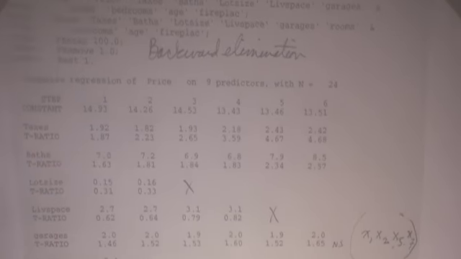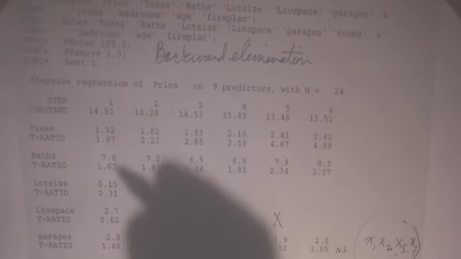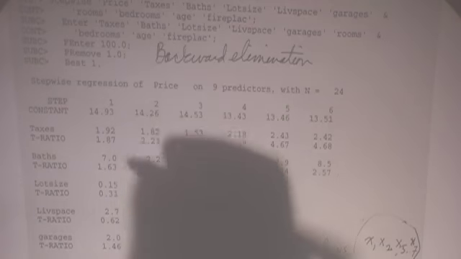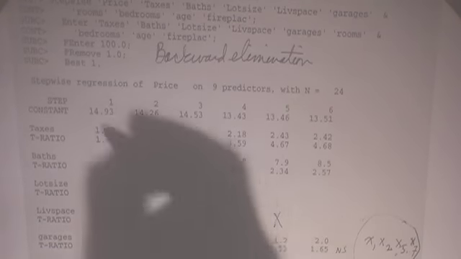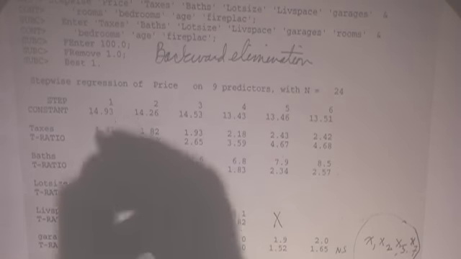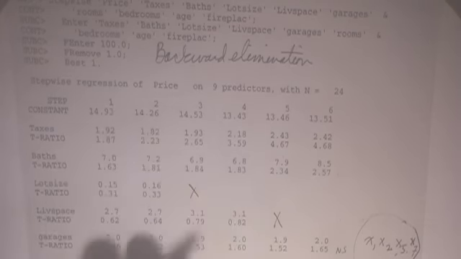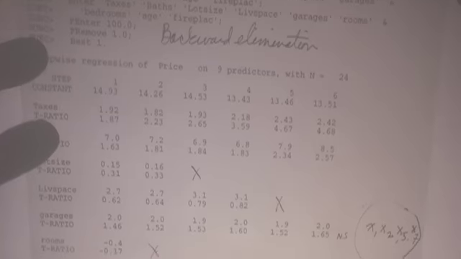Now it says, okay, I'll never enter anything unless the t was bigger than 10 in this example. But I am going to remove. Actually, they did give you just the value of the constant. This is just the value of the constant. It didn't tell you the t ratio of the constant, it looks like. Interestingly enough.